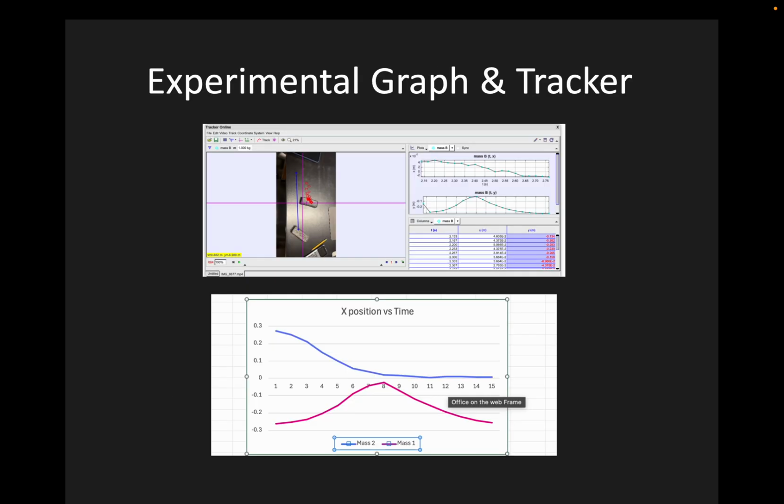Here is the Tracker. This shows the position graph, showing how when they collided, the heavier mass, which was mass 1, the top one, stayed. It did not move. And there's a picture showing the after collision up there, where the heavier one, which is the one in the center, did not move, while the other one got sent back a foot.